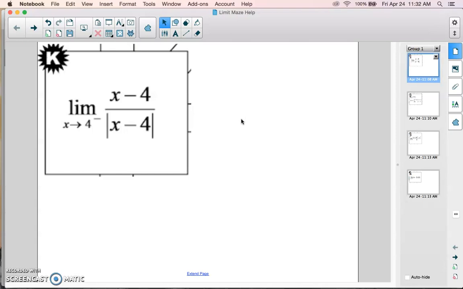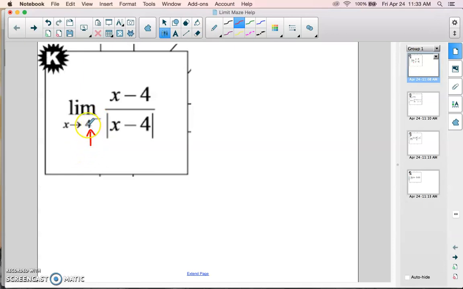So I did talk to you about piecewise functions and how to work with those in the last lesson, but I didn't really explain anything with absolute value functions, especially this one where we're approaching the value 4 but from the left side only. So here's what I'm going to suggest you do. Here's option 1. You can look at what you're evaluating and pick a number that is less than 4, since we're approaching 4 from the left side, and plug that in and just see what happens.